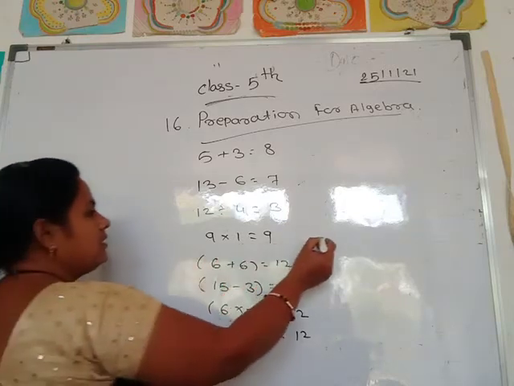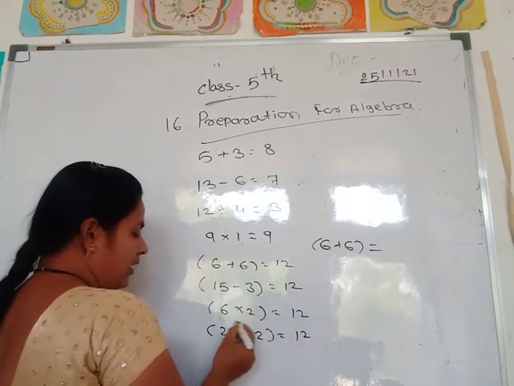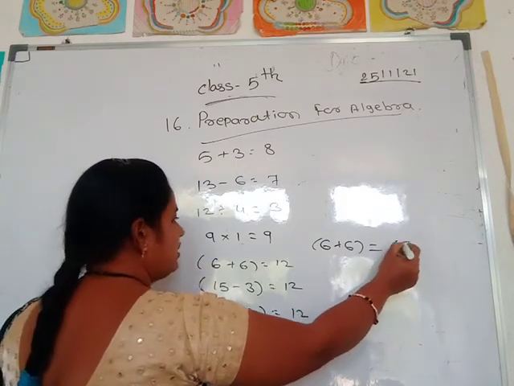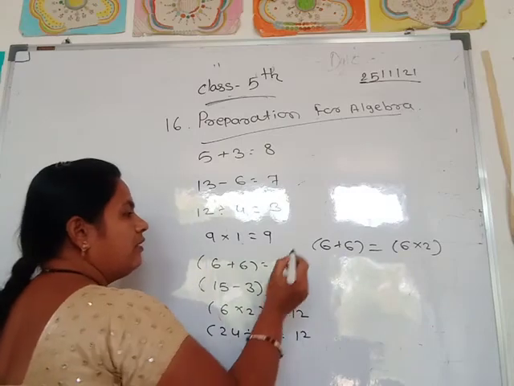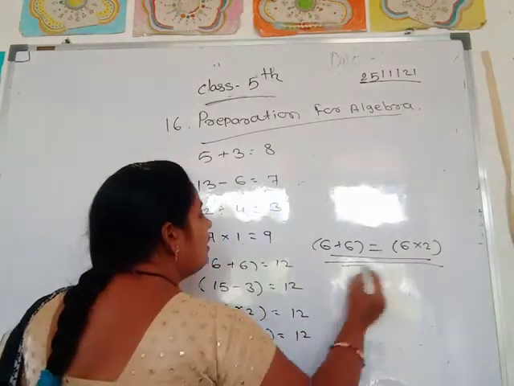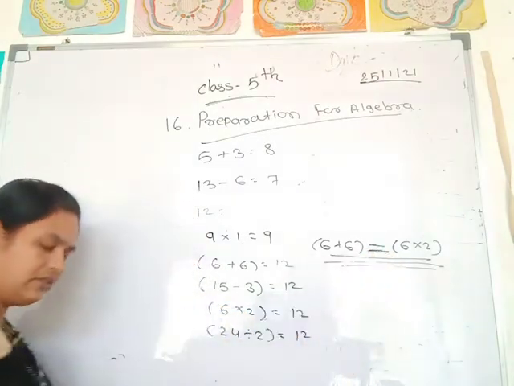You take any one expression, suppose 6 into 2, this answer is 12, and this also 12, which means these two expressions form an equality, and the symbol of equality means equal.